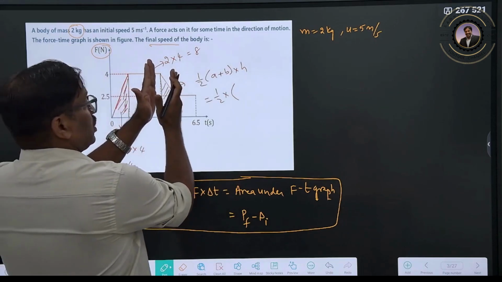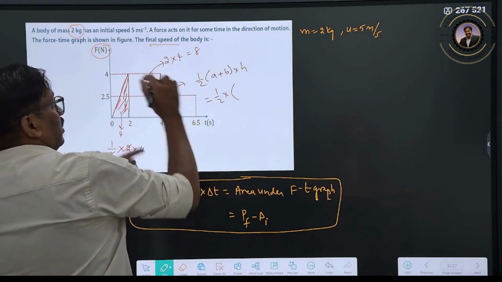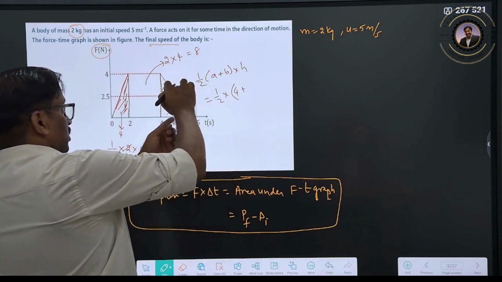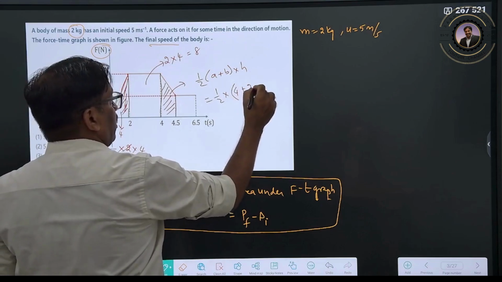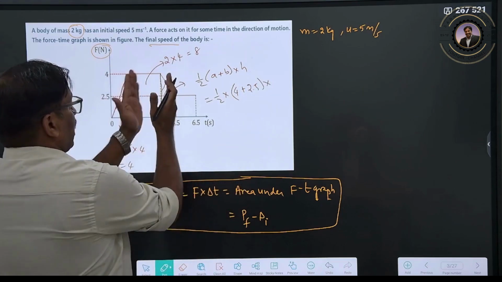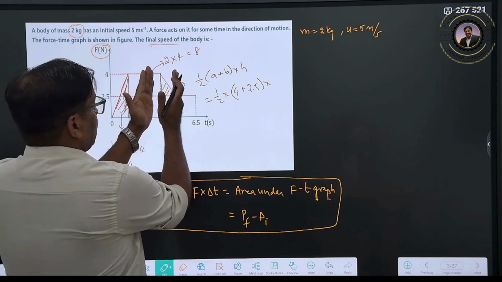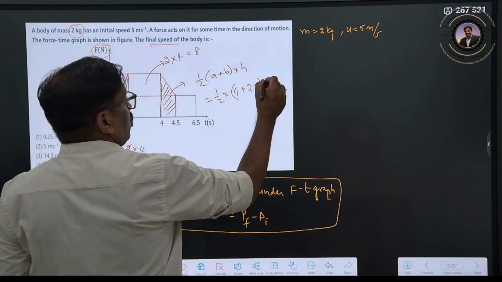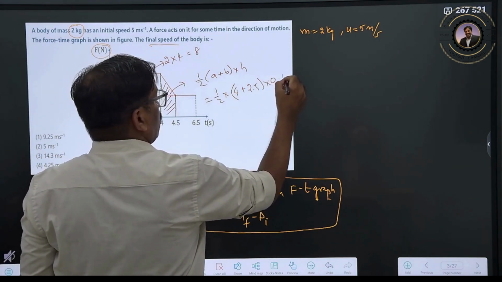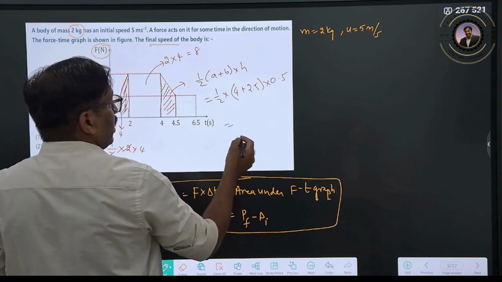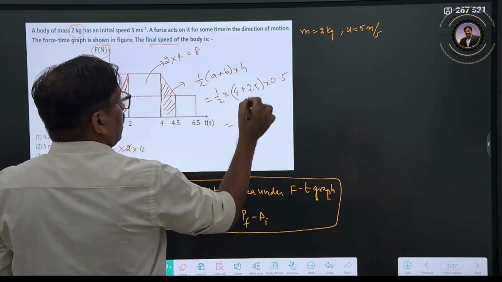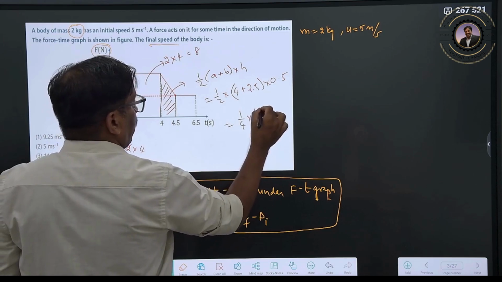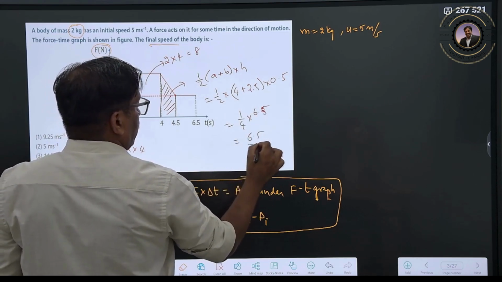Which are the parallel sides? These two are parallel sides. That means this one is 4, plus this one is 2.5, into height. Height means the distance between the two parallel sides, which is nothing but 4.5. 4 minus 4.5 means nothing but 0.5. 0.5 means 1 by 2. That means 1 by 4 into 6.5. So 6.5 by 4.